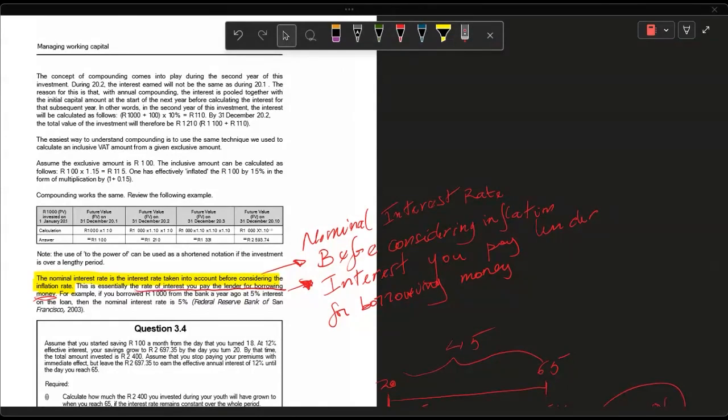So this is the future value of money, right? But now what is the compounding? In the compounding, in the second year, you will get interest not on the 1,000 rand, but on the 1,100 rand. So you will take 1,100 rand, multiply by 10%, right, to get the interest. So it's very important to understand it.